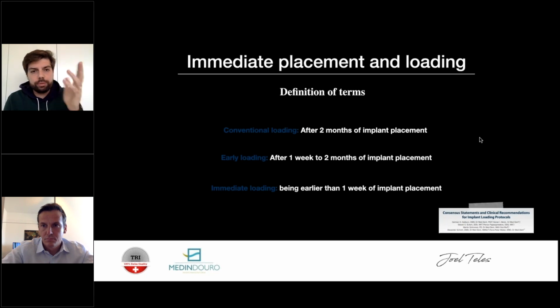So this is just a reminder of the last consensus about the definition of immediate loading. Here you can see that they say if it's earlier than a week, it's still considered to be an immediate loading. But in all the cases you're about to see today and in the next webinar, the provisional restorations were done on the same day of the surgery. And this for me is very important. I really do not like, and I've been there, of course, to place provisional restorations in 72 hours or in 48 hours. I really don't. So it's everything on the same day of the surgery.